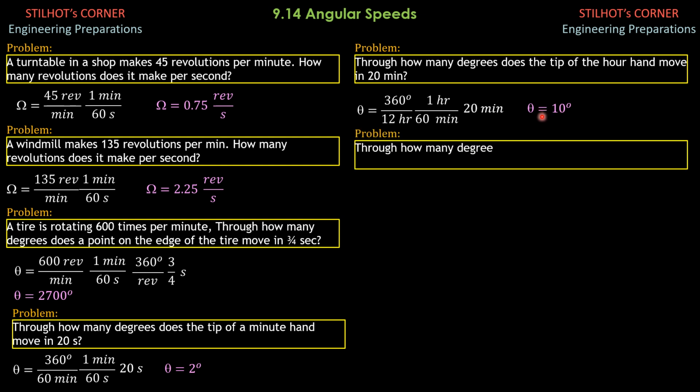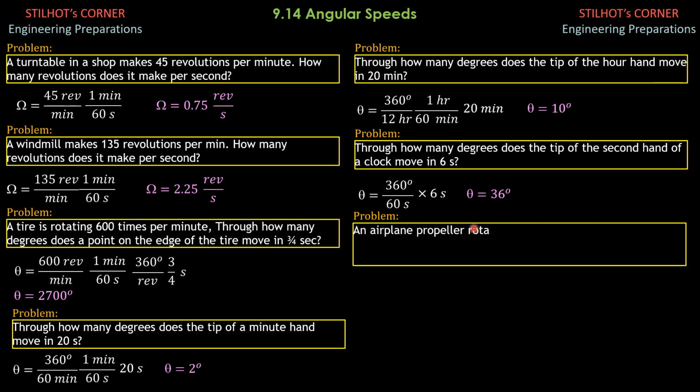Next, through how many degrees does the tip of the second hand of a clock move in 6 seconds? For the second hand, it's 1 revolution every 60 seconds. So theta is 360 degrees per 60 seconds, or 1 revolution every 60 seconds. Then this is now in degrees per second. We multiply further by 6 seconds, so that would now be in degrees, and that is 36 degrees.